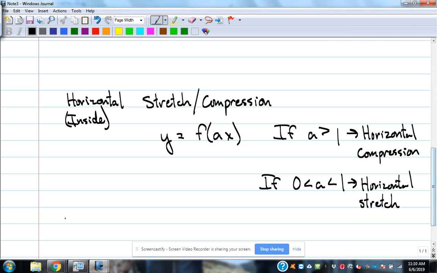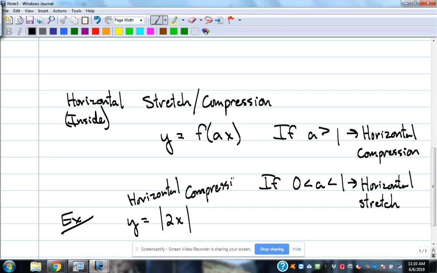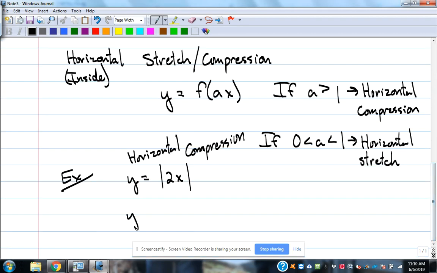Okay. Examples of that would be, we take a function. Let's take the absolute value function. So we talked about that with the early one. Instead of putting the 2 on the outside, we put it on the inside. We're multiplying by a number that's bigger than 1 on the inside, so that's going to be a horizontal compression. If we do 1/2 or 1/3 on the inside, and just change up the number, this is going to be a horizontal stretch.